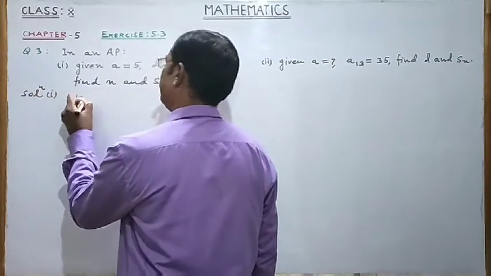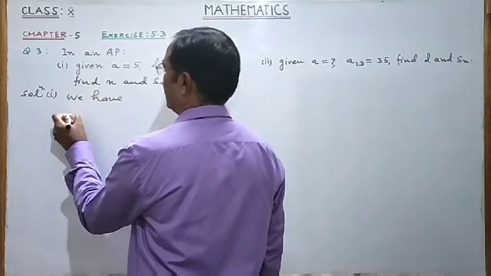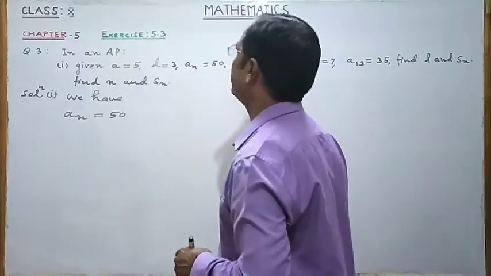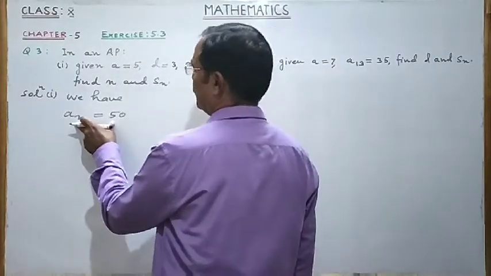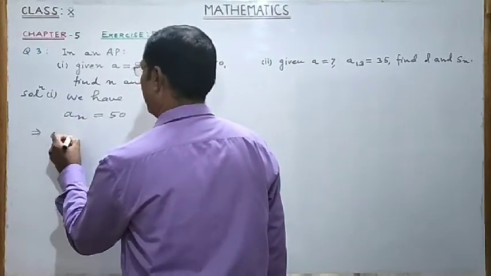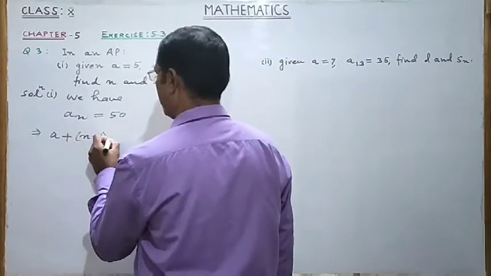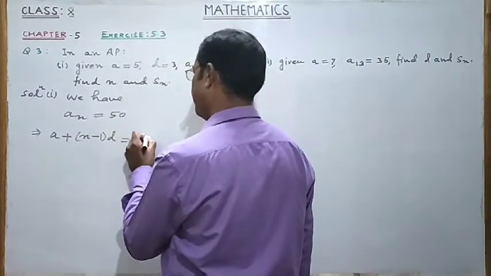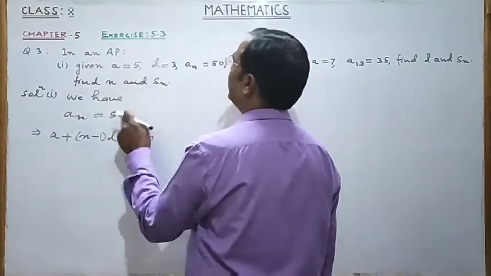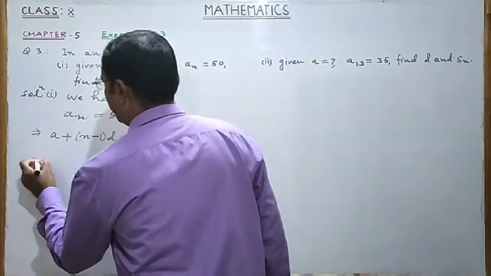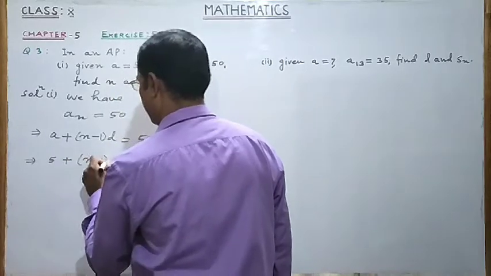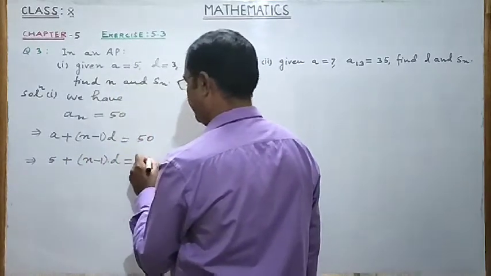So we have the nth term equal to 50. This expression is given, an equal to 50. So this we can write as a plus n minus 1 into d equal to 50. Now let's put this value of the first term a and the common difference d. So we have 5 plus n minus 1 into d equal to 50.